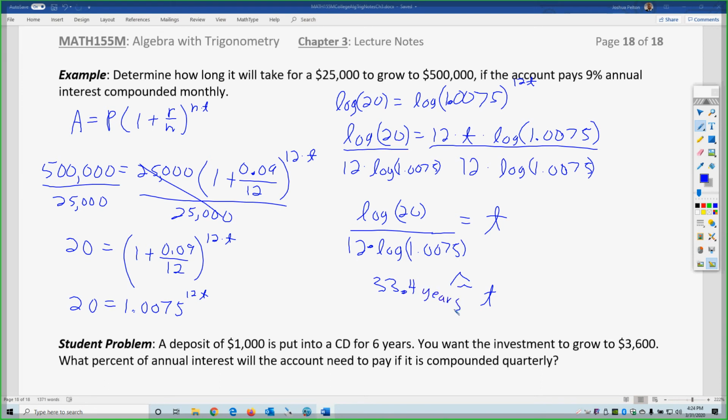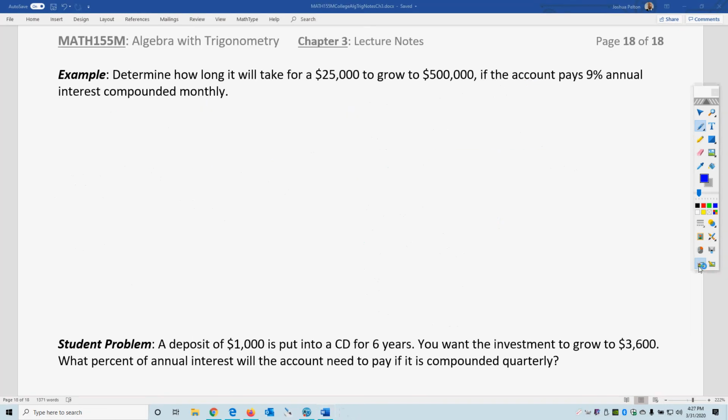That's how long it'll take to make yourself $500,000 from 25, which is a lot. So that's why it takes so long. And if you plug it back in with 33.4 years, you won't get exactly 500,000. You'll get slightly less, I believe, because of the way I rounded it. So going out several decimal places is what's really needed here to get more of an exact answer, because when you're dealing with these large quantities, rounding is the worst thing you can do. All right, pause the video, try the student problem for yourself.